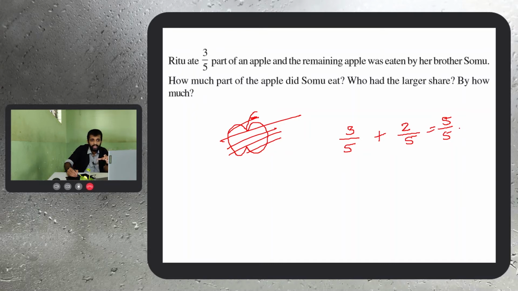Right? So who ate the larger share? 3 pieces, right? So Ritu ate more. And by how much means we will have to minus it. So Ritu eats 3 pieces and Somu eats 2 pieces. So how much was it more? 1/5, right? 1 piece extra. That's how the problem works. Simple as that. When you read it, it looks very complicated. With a drawn figure, it will be simple.